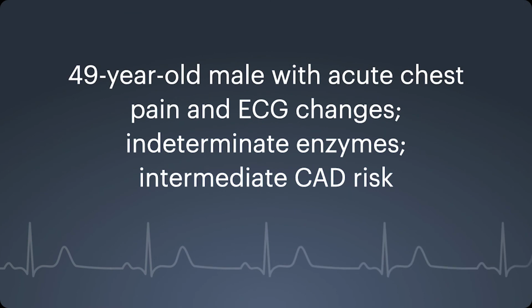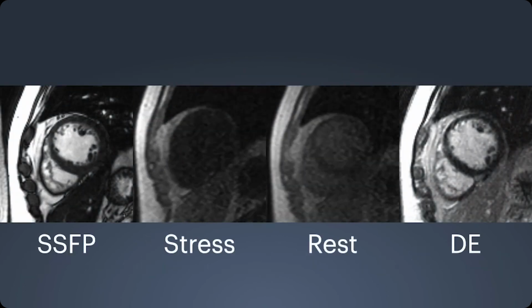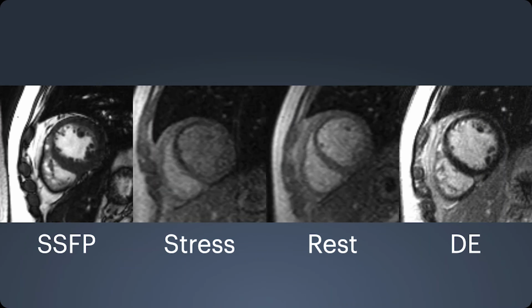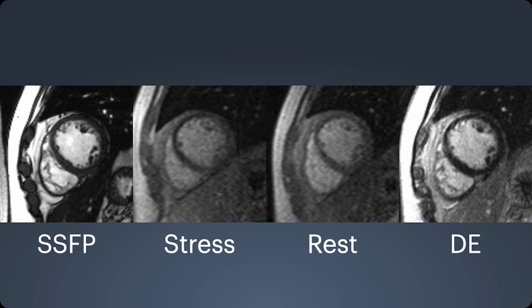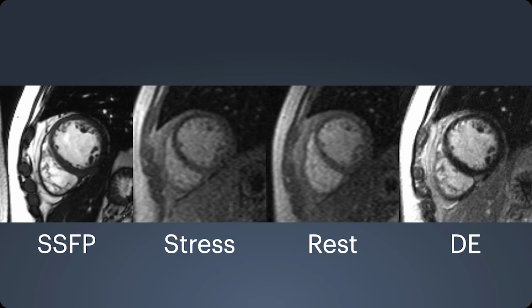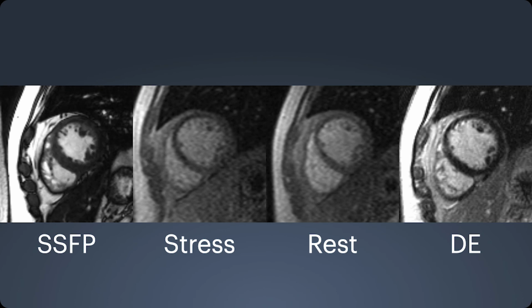Next, we have a 49-year-old male, acute chest pain, ECG changes, indeterminate enzymes at indeterminate risk for CAD. Here we have steady state free precession, stress, rest, and delayed enhanced images. And what I want to show here is that on the SSFP, there's severe hypokinesis, in fact, some areas of akinesis of the anterior wall and anterior septum.